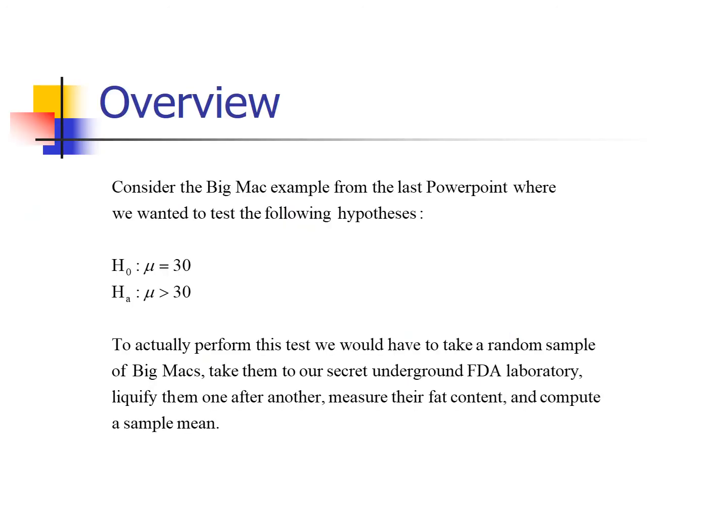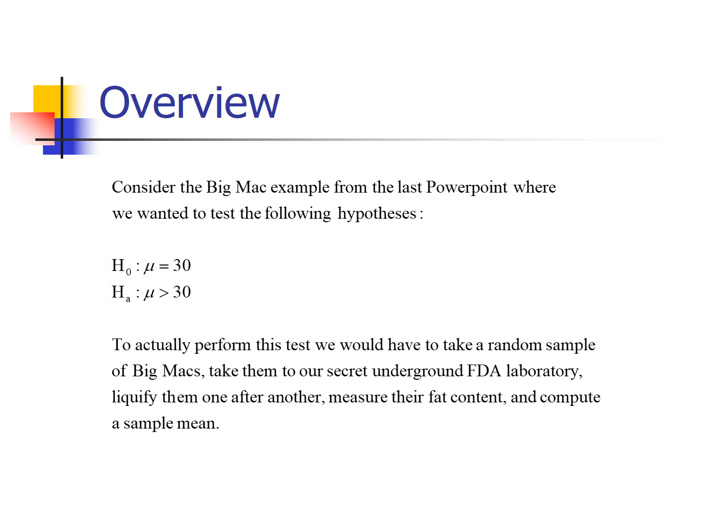So, let's start with kind of an overview. Let's start with actually the Big Mac example we used in our last PowerPoint, where we were FDA agents. We were interested in testing whether mu, the average fat content of a Big Mac, was more than 30 grams of fat. So those were the hypotheses that we set up. Now, to actually perform this test, what would we have to do? We would actually have to go out and take a random sample of Big Macs. We would have to take them to our secret underground FDA laboratory. We would have to liquefy those Big Macs, one after another, measuring their fat content as we do so. We would have to compute a sample mean.